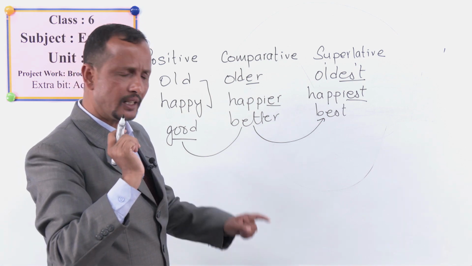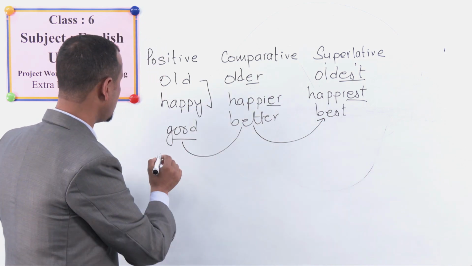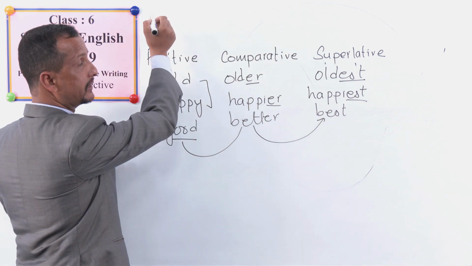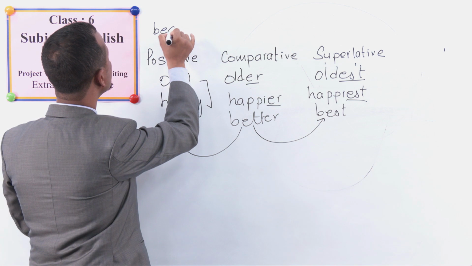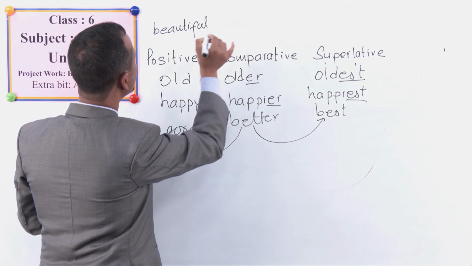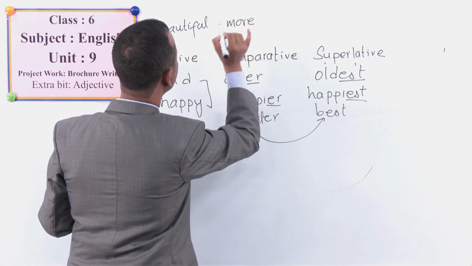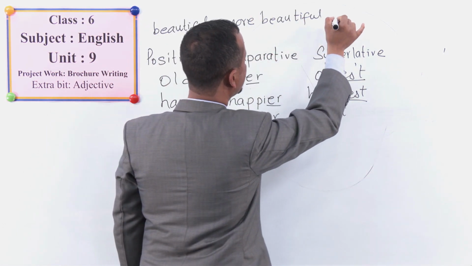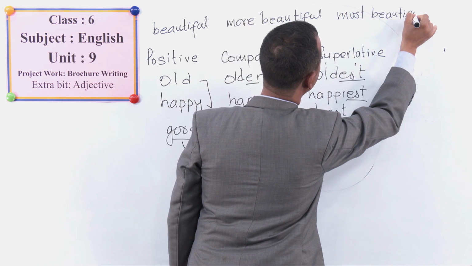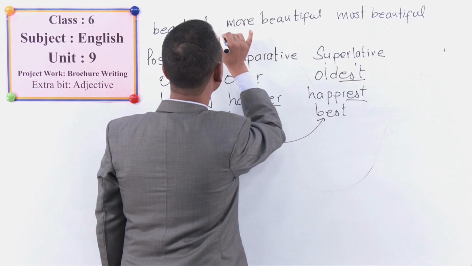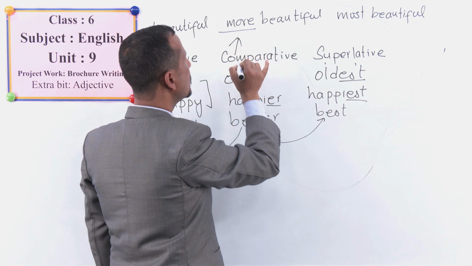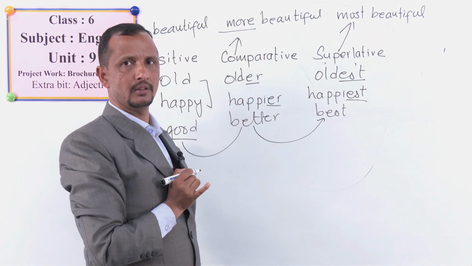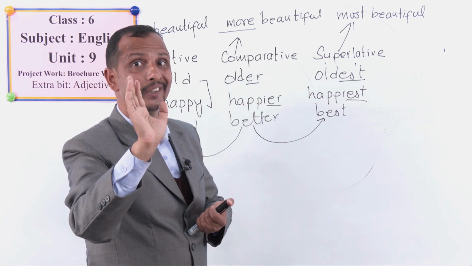Okay? Next one, let's see, beautiful. Here I am going to write beautiful, more beautiful, and most beautiful. See over here, where is more for comparative? Where is most for superlative? So here I will make you clear.